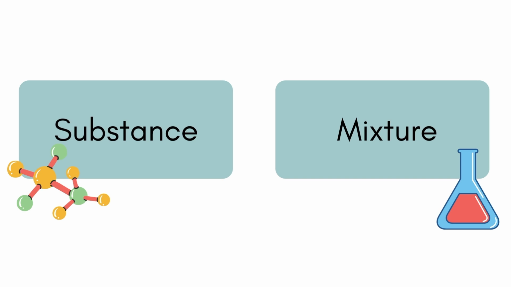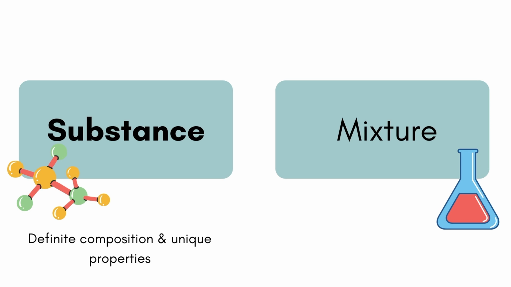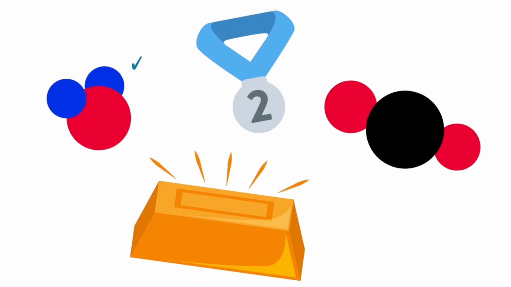Matter itself can be classified into two types, either a substance or a mixture. A substance has a definite composition and unique properties. Examples of substances could be water, gold, carbon dioxide, or silver. Each of these has a definite composition that we could represent with a symbol. For example, H2O would symbolize water, Au for gold, CO2 for carbon dioxide, and Ag for silver.